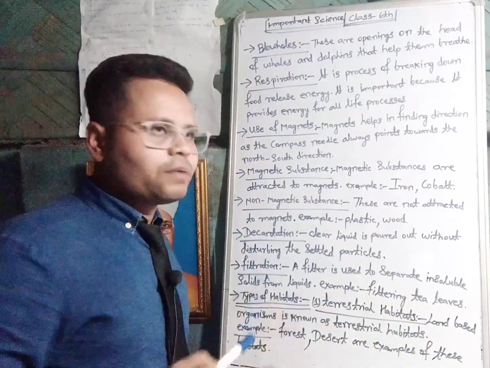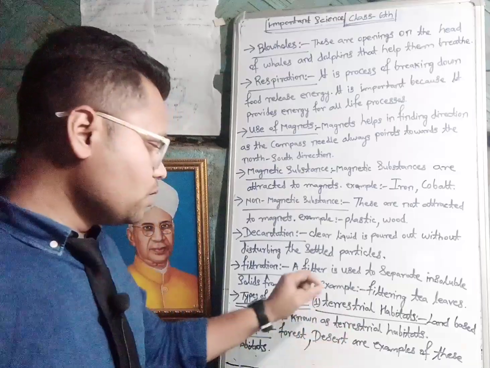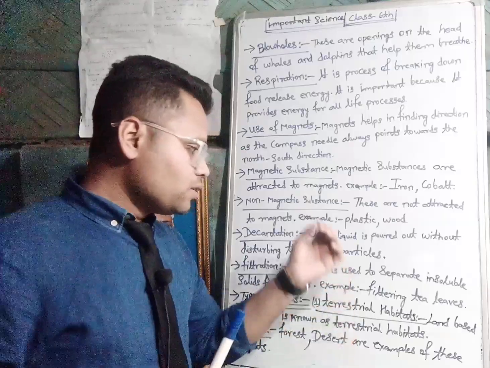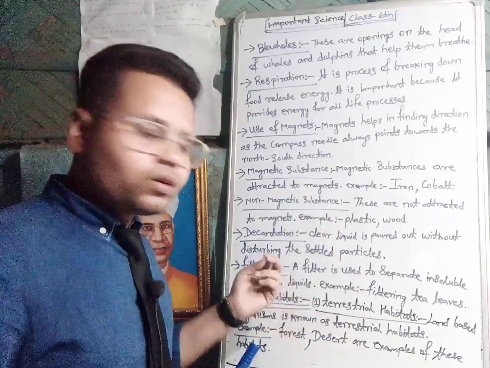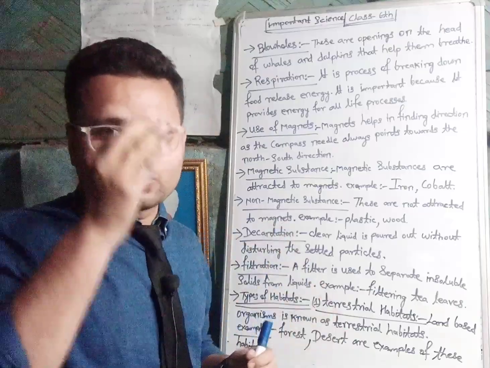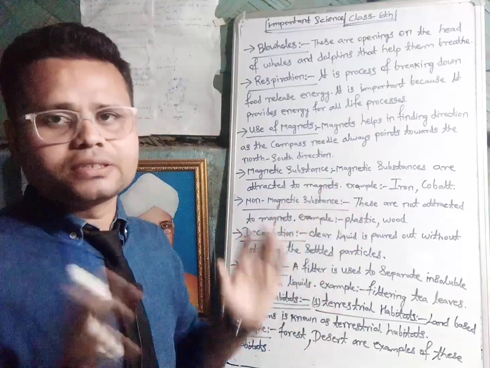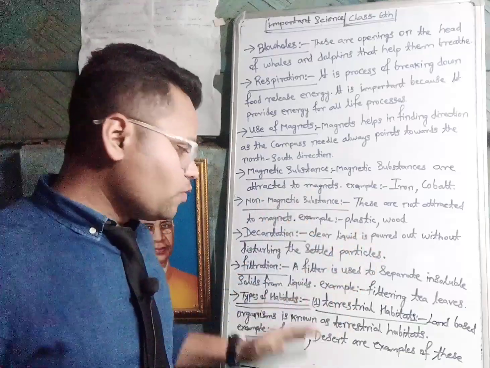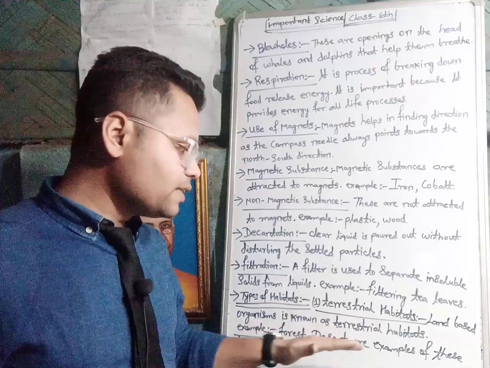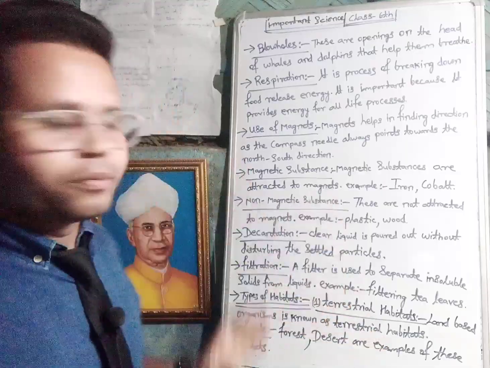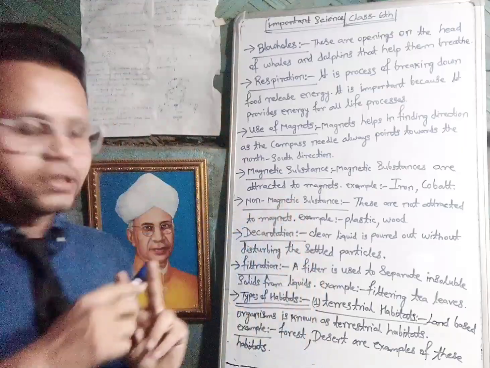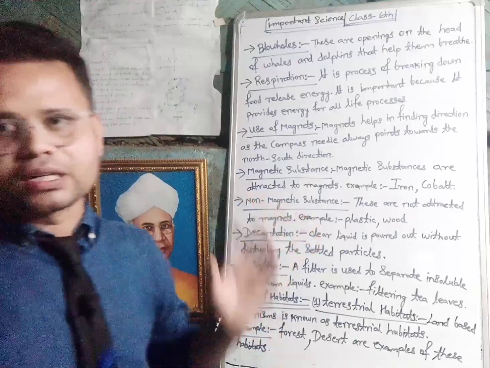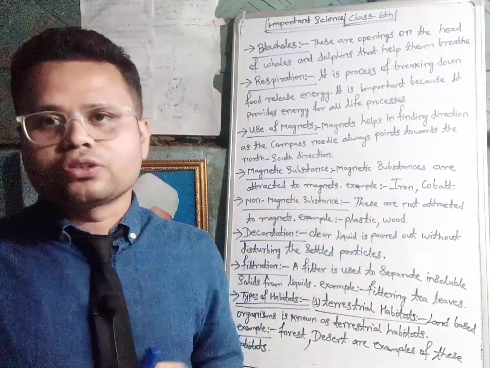After that, types of habitat. First, terrestrial habitat. What do you mean by terrestrial habitat, class? Land-based organisms, those who live on land, are known as terrestrial habitat. For example, forest and desert are examples of this habitat. These are important topics to cover.